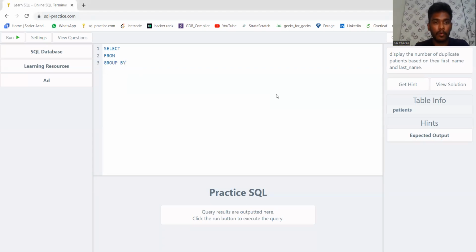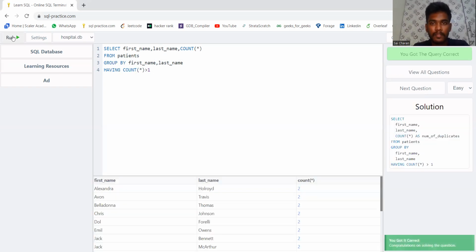So grouping, group by, and then there is a condition for group by, that is having. From which table? Patients table, grouping by first name, last name, having count star greater than 1. Now first name, last name, count star. So this is the query. Let's check it. Yes, we got the correct answer. Let's move on to the next question.